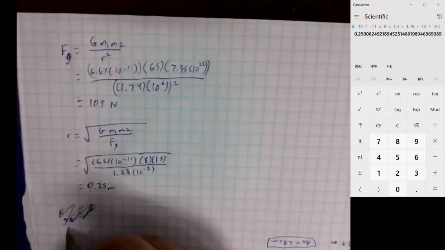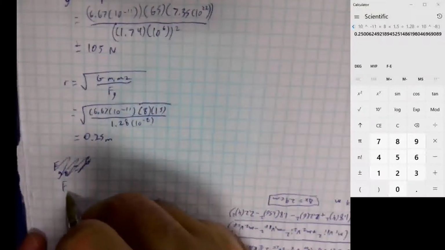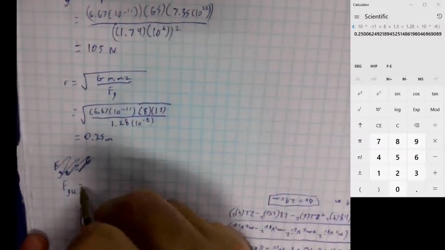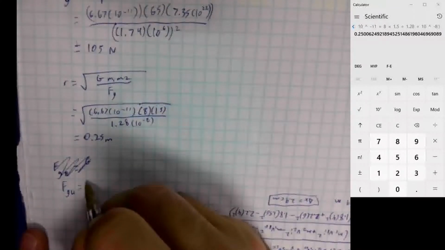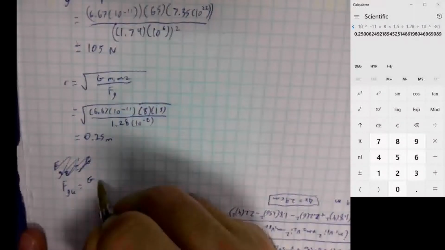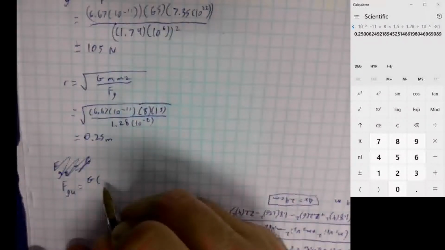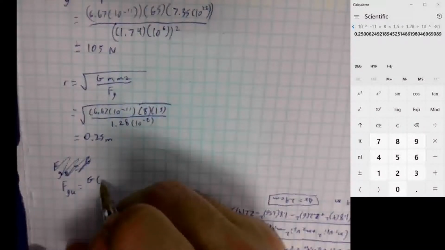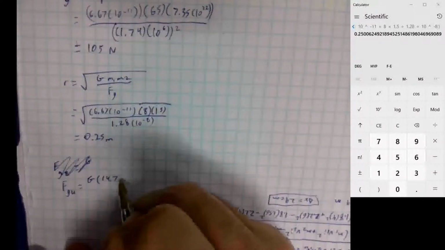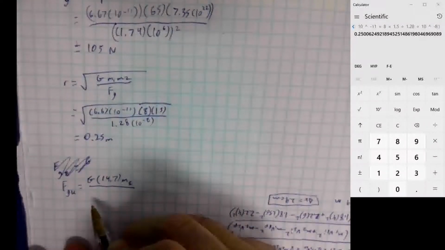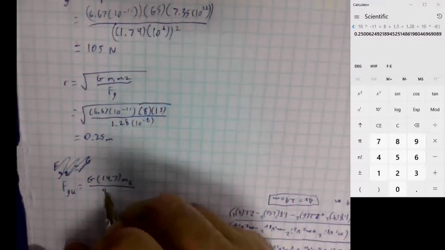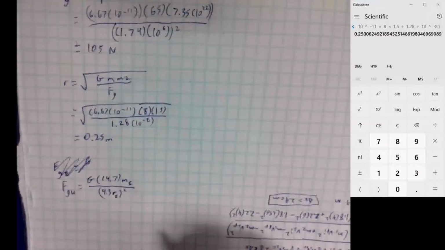So my FG for Uranus would be my FG for Earth, or rather, my G is going to stay the same. My M is going to be 14.7 times the mass of Earth, and my radius is going to be 4.3 times the radius of Earth, squared.